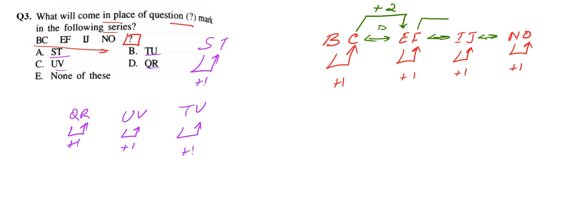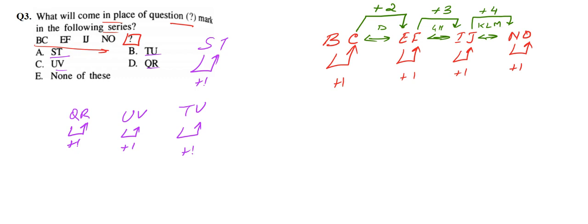Now from F to I. From F to I we need to add 3, with the letters G, H in between. Then from J to N we need to add 4, and the letters in between are K, L, M.